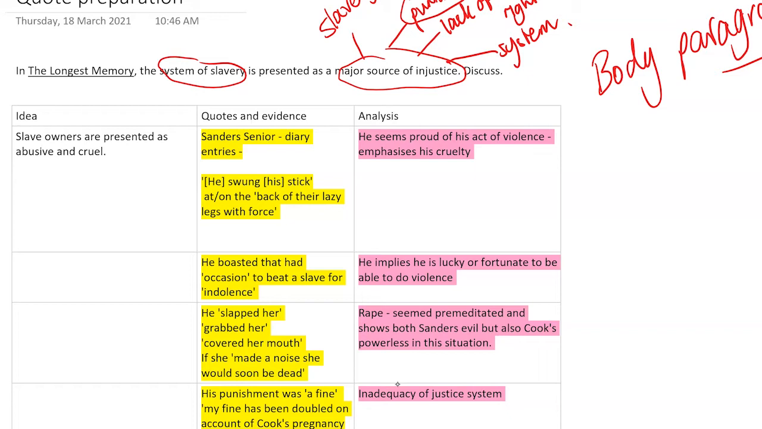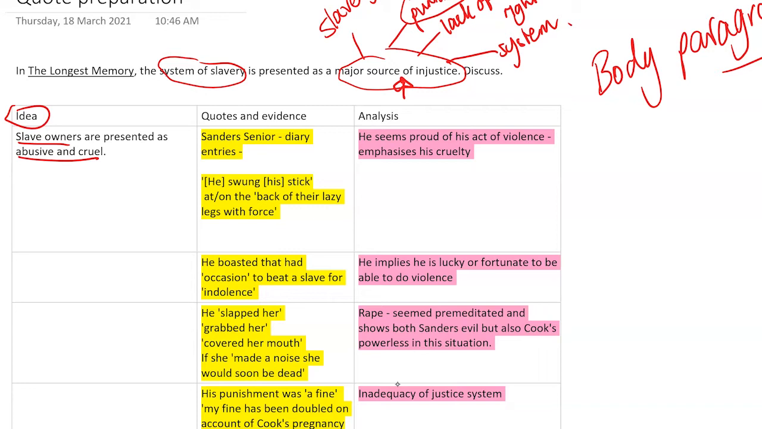But I flipped this on its head a little bit, and when we're talking about punishment, I created the topic sentence, or the point, and it's here under idea, that slave owners are presented as abusive and cruel. So a major source of injustice is the fact that the slave owners are abusive and cruel. And it connects with the essay topic, source of injustice, and it is to do with an idea of abusive, cruel treatment. But my claim, or my idea that's going to be my topic sentence, is slave owners are abusive and cruel. And so I asked the question, who is the strongest example of cruel and abusive treatment towards slaves?